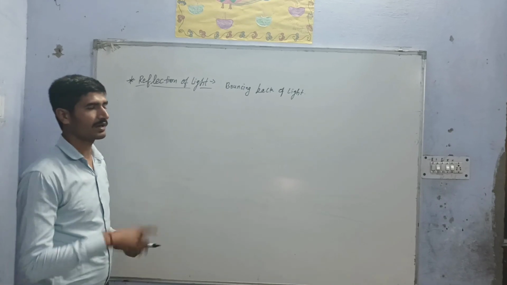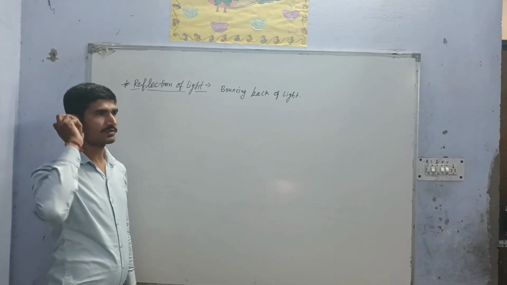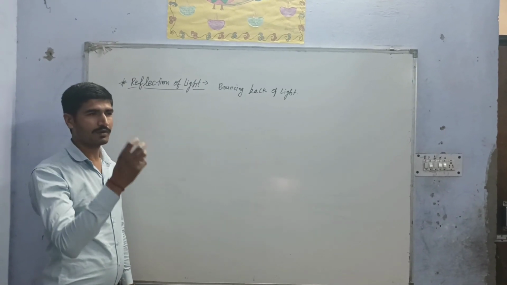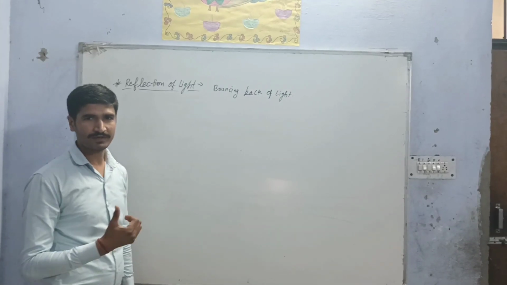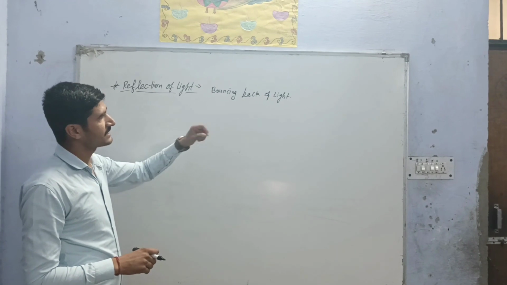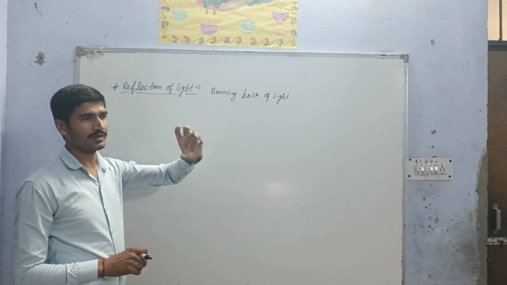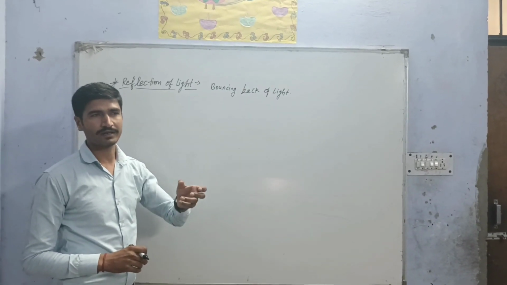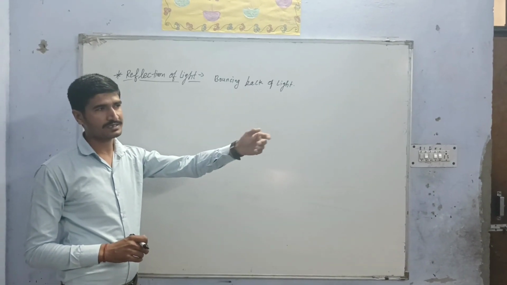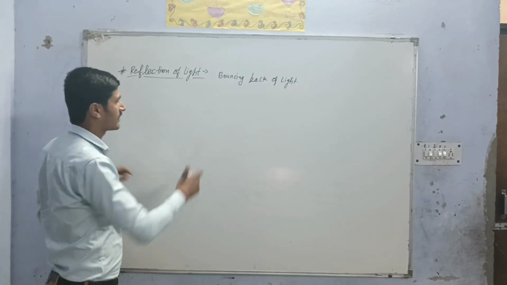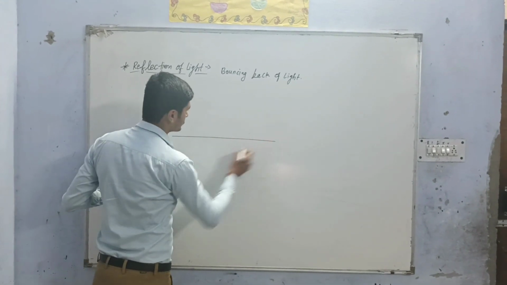For example, let me have a ball, and we are going to throw it on the wall. Then the ball will come back after striking the wall. So that means the ball is bouncing back from the wall. In the same manner, let the ball be the ray of light. When it strikes the surface, it comes back. Coming back means bouncing back. So it occurs like this.